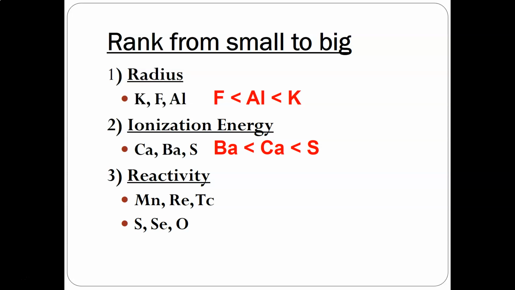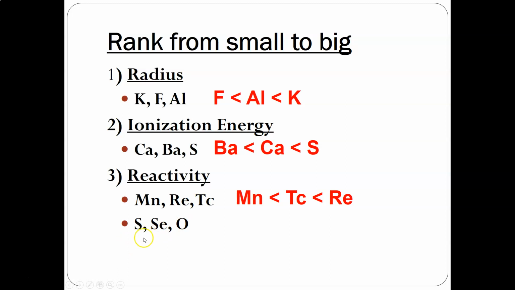For reactivity, we have to remember that metals and nonmetals are different. The first set is a bunch of metals. So metals are going to get more reactive as you go down. So if you find these on the periodic table, manganese is number 25, so that one will be the least reactive. Then we have technetium, and then we have rhenium. As you go down, they get bigger, easier to lose an electron.